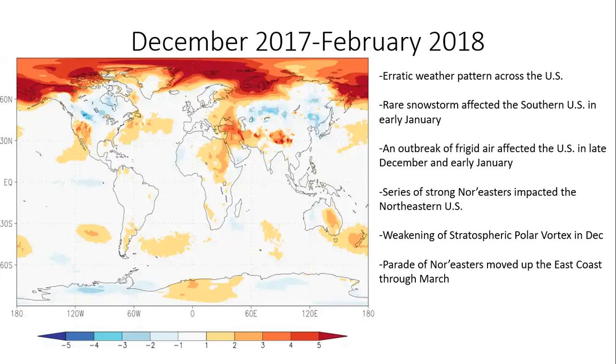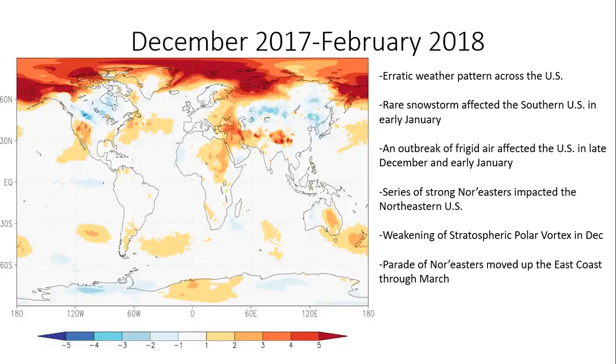Moving ahead to December 2017 to February 2018 time period, there was a very erratic weather pattern across the U.S. this winter season. There was a rare snowstorm that affected the southern U.S. in early January. Now that storm, it was interesting. Savannah, Georgia got hit with snow. Charleston got hit with accumulating snow. Southeast Virginia, I remember that one. That was a really heavy snow for Southeast Virginia and Hampton Roads cities.